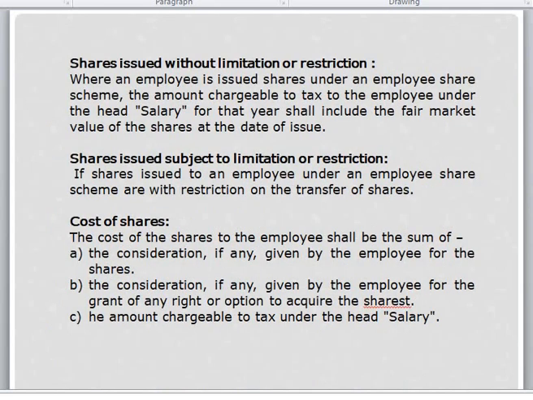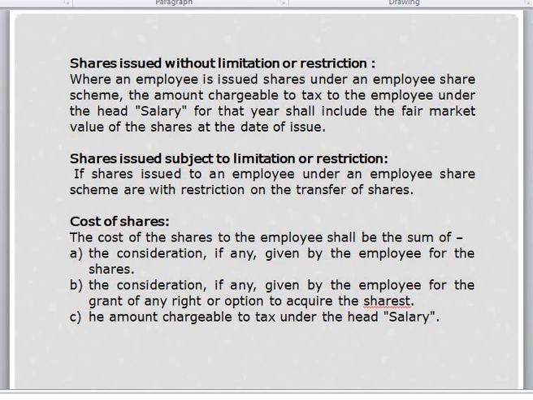Shares issued without limitation or restriction. Where an employee is issued shares under an employee share scheme, the amount chargeable to tax to the employee under the head salary for the year shall include the fair market value of the shares at the date of issue, reduced by any consideration given by the employee for the shares, including any amount given for the grant of the right or option of acquired shares.